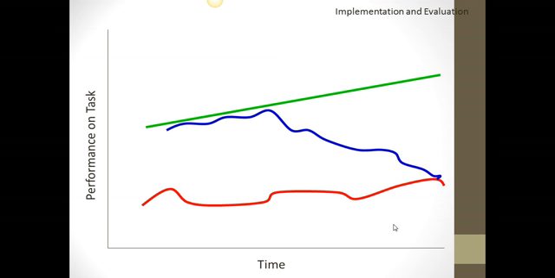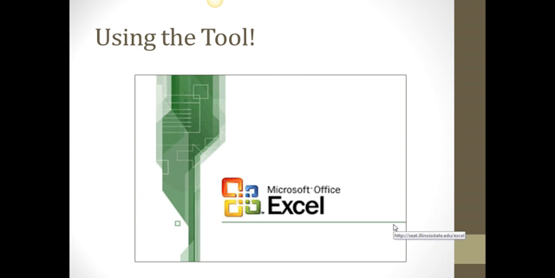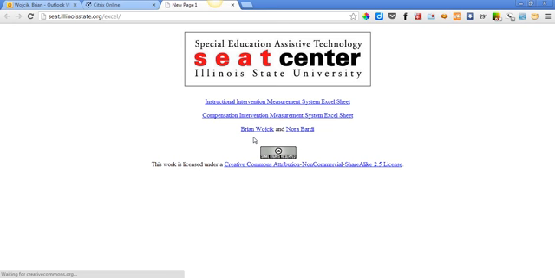One of the things that I hear from a number of individuals is this can be a lot of data collection. Well, when we look at how to do this, the SEAT Center, the Special Ed Assistive Technology Center at Illinois State University, has actually put together a tool to try and help in this process. We've devised it using Microsoft Excel so that it is easily accessible and available and easy to use. So let me go ahead and switch over to this tool and I'll show you how it works.